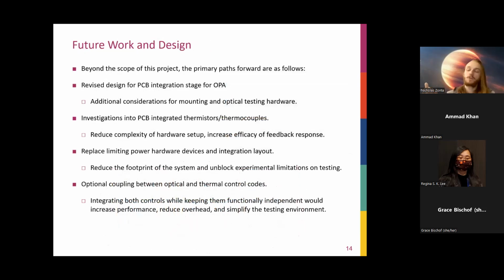Beyond the scope of this project and what we were hoping to achieve going forward are a couple of things. First was to revise the design for the PCB and general packaging of the chip, because it is such small scale. We wanted to have access for thermal control and the optical control for the other university teams, of course.